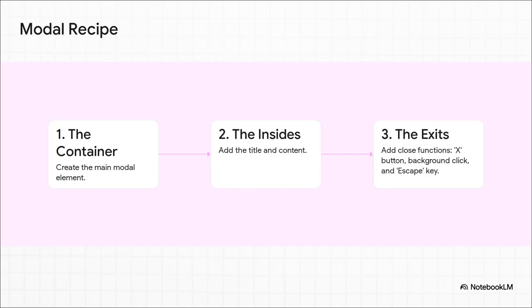And building one is kind of like following a super simple recipe. Step 1, you create the main container, the box itself. Step 2, you drop in your title and whatever content you need. And step 3, and this is so crucial for a good user experience, you add multiple ways for the user to close it. Hitting the X, clicking on a grayed out background, or even just pressing the escape key.